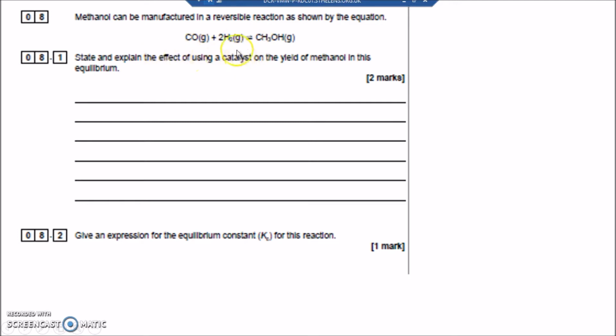Anyway, what effect does a catalyst have? And the answer is none. None whatsoever. It won't speed up the reaction to the right and make more of the methanol, and it won't speed up the reaction to the left and make more carbon monoxide and hydrogen, because it speeds up the forward and backward directions equally. So it has no effect on the yield of methanol, the position of equilibrium. It doesn't shift the position of equilibrium to the right at all. What it does is it increases the speed of forward and backward reactions equally. It increases them both.